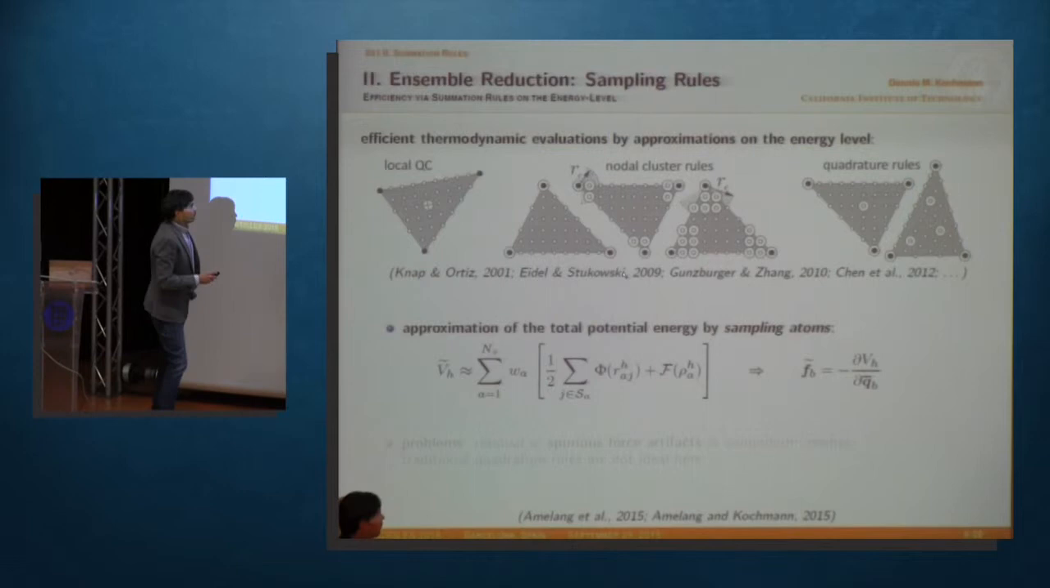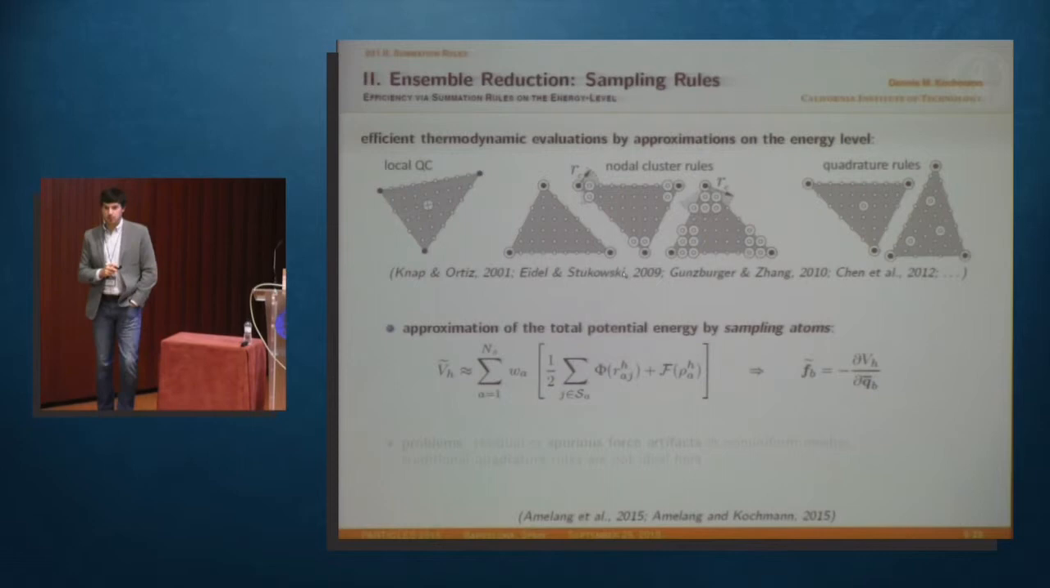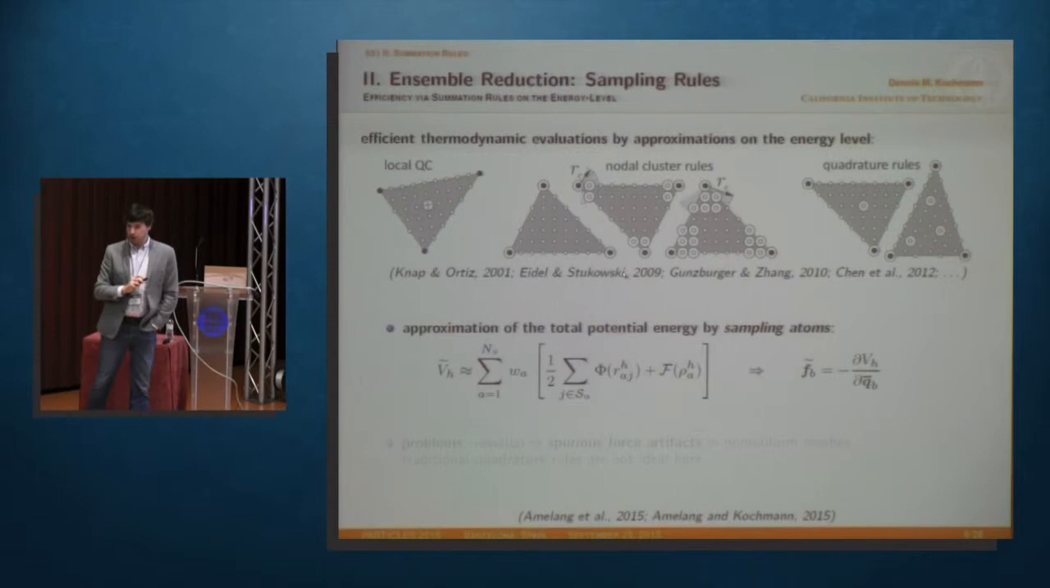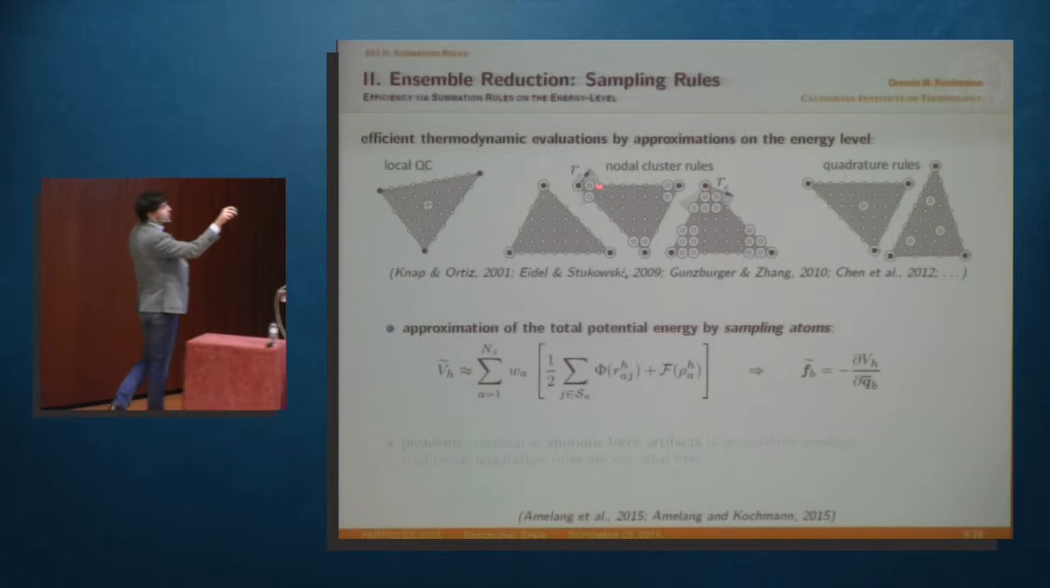For example, you could take just one point at the center of the element. That's what's known as the Cauchy-Born rule. You could use the nodes themselves. You could use the nodes plus quadrature points. That's very similar to the stress point integration in the SPH method. You could put clusters around your nodes. There's many ways how you could do it. In every way, you're approximating the energy.